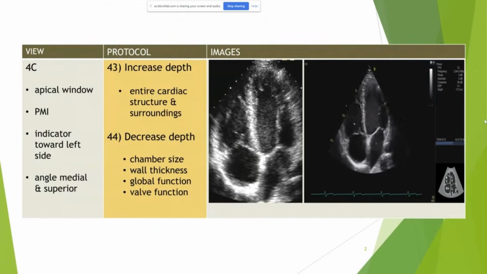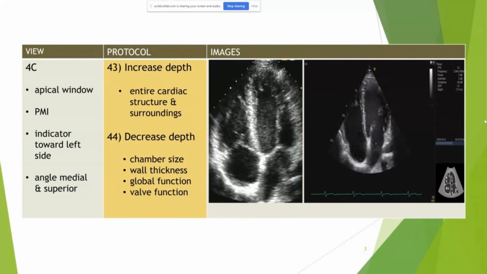So you always want to find what we call the PMI, or the point of maximal impulse, so we can get the best view of the apical four-chamber. And the way we do this is we should acquire the apical four-chamber at that apical window, and we want to angle the transducer medial and superior towards the heart.